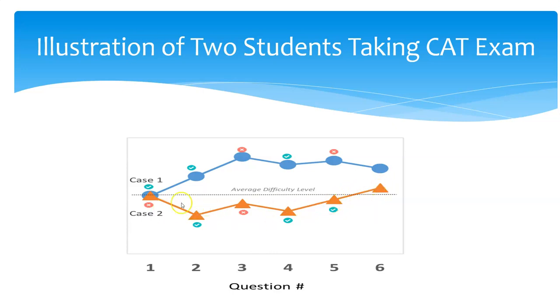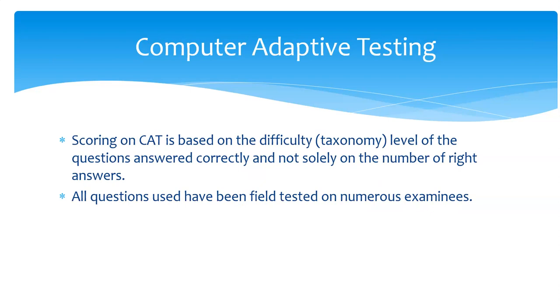But do you see how they will sink themselves into a hole by purposely answering a question wrong to get an easier test? Or maybe this is a student who didn't have the knowledge and skills to pass the test. So again, answer every question to the best of your ability. Scoring on the exam is based on the difficulty, and we call this taxonomy level, of the questions answered correctly, and not solely on the number of right answers.